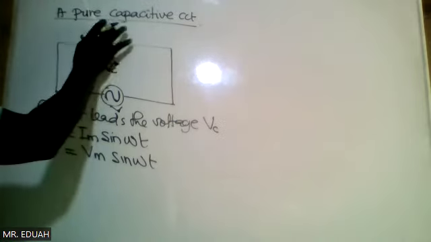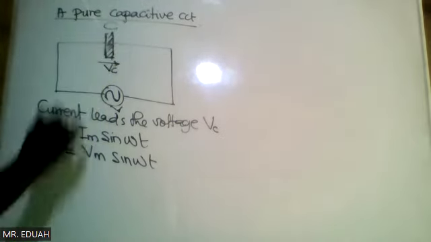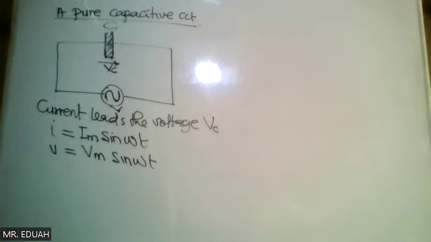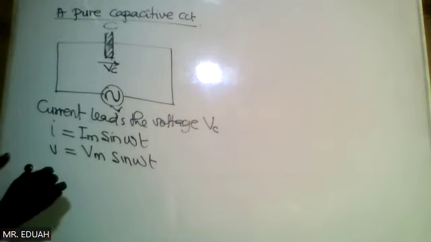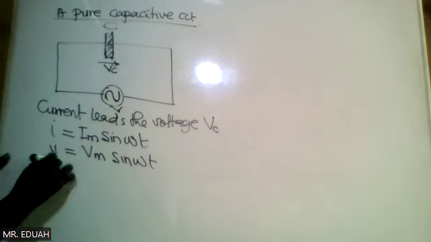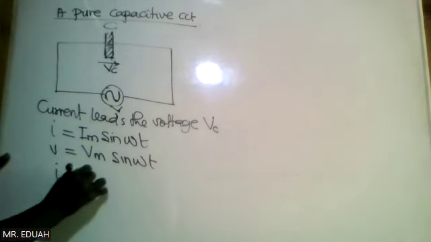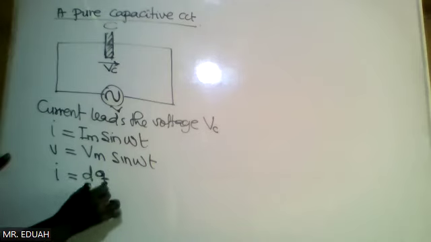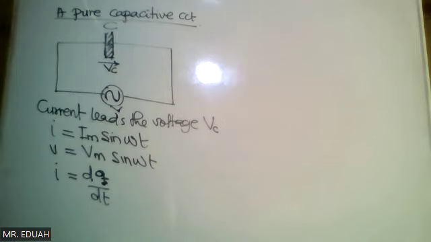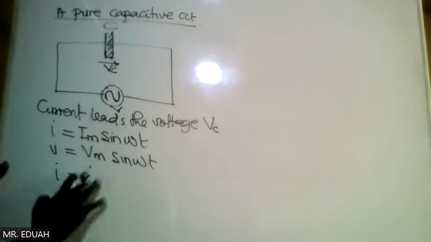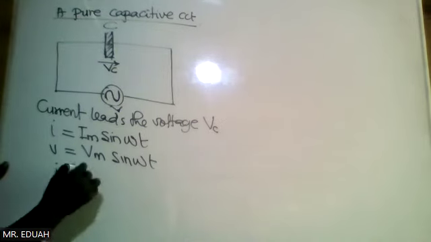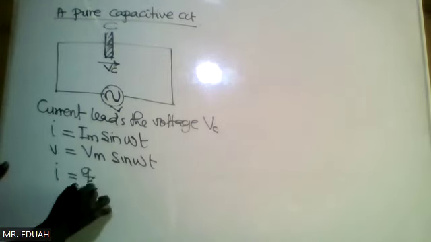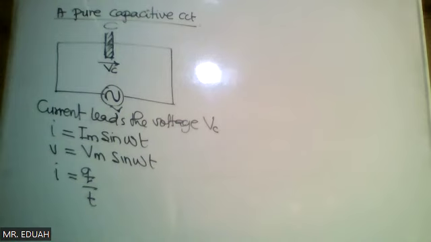This capacitor has capacitance C. But we also know that the current flow I is given by change in Q over change in t, or Q over t is current.